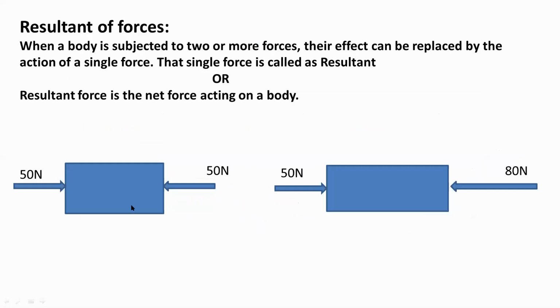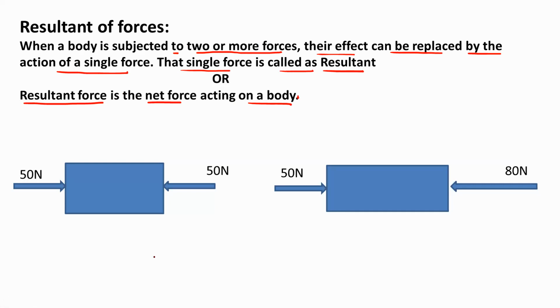So what is the meaning of resultant, or what is the definition of resultant? As you can see here, when a body is subjected to two or more forces, their effect can be replaced by the action of a single force. That single force is called the resultant. In simple language we can say the resultant force is the net force acting on a body. So that means if there are two or more forces, then we can replace all these forces by a single force. It is called the resultant force or net force.